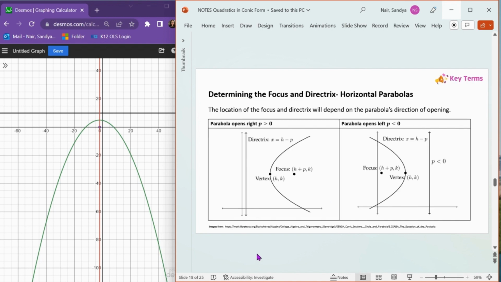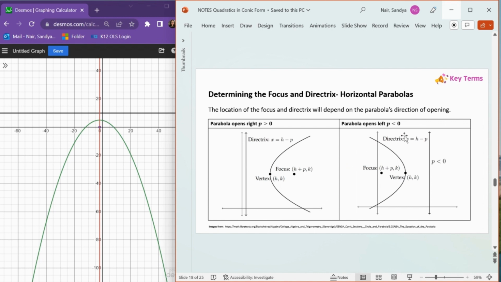So when we determine the focus and the directrix of a horizontal parabola, it's going to look a little different, because we're going to be changing the x coordinate this time, right? Because the focus needs to be inside the parabola. So if the parabola opens right, you can see that we're going to add p to the focus, and that's going to put the focus right at h plus p and then k. The directrix is going to be on the outside, so we're actually going to find the x equals equation, right? Because the directrix will now be a vertical line, and then we're going to do h minus p, and that's going to put the directrix right outside the parabola.